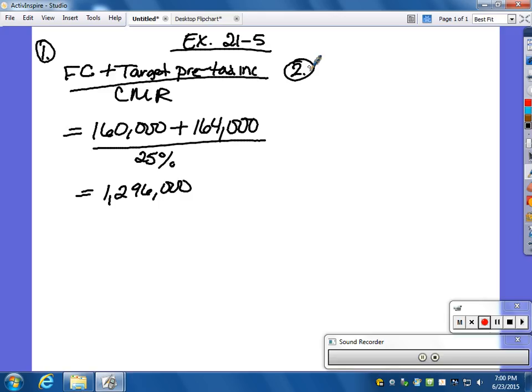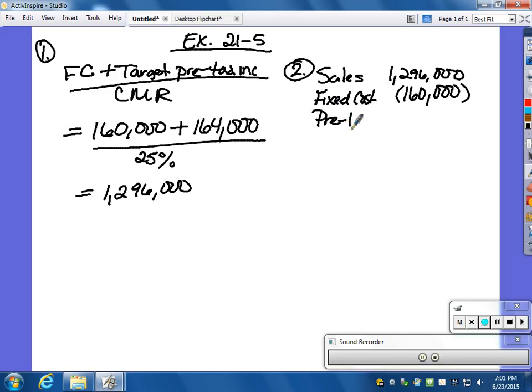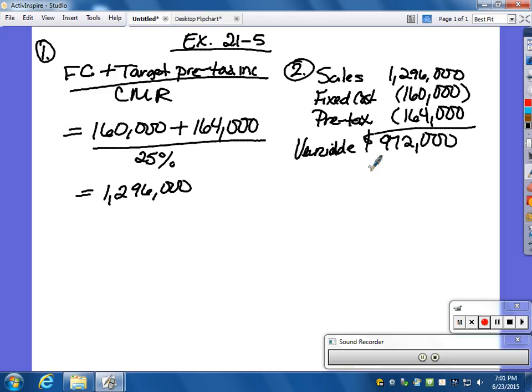You just found sales, right? Sales, $1,296,000 minus what? Fixed cost of $160,000. What else? Minus your pre-tax income. Pre-tax income, which was how much? So we're left with how much? $972,000. Good. Moving right along.